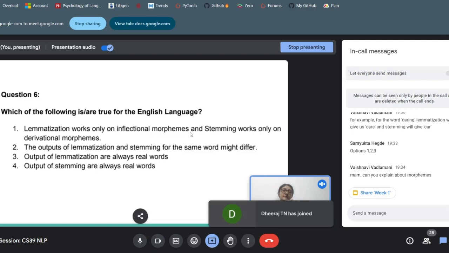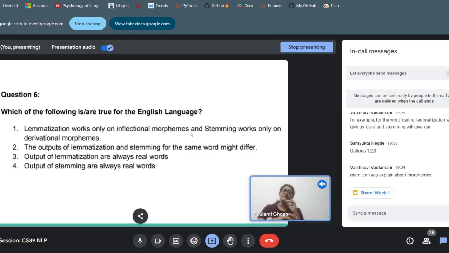Moreover, what happens in inflectional morphology is that the category, the part of speech category of the word after the word formation process remains unchanged. So here when we see the word tree and trees, both of them are nouns, right? Only one is a singular form and the other one is a plural form.